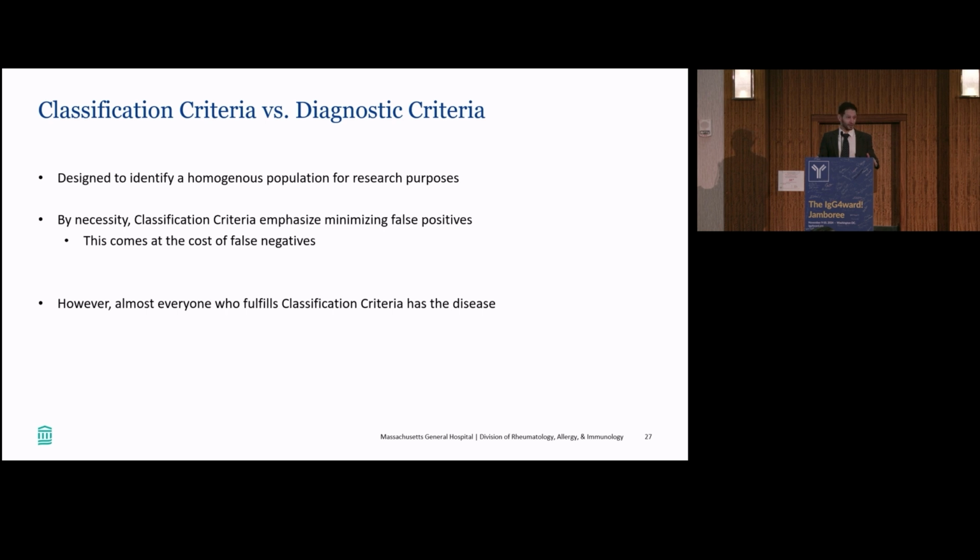But we started all of this by talking about how this is a heterogeneous disease. So we are artificially turning a heterogeneous population into a less heterogeneous population. By necessity, the classification criteria really emphasize minimizing the false positives. They want to make sure that anyone who fulfills the classification criteria definitely has the disease to the best that we can predict it. But this comes at the cost of false negatives, meaning some people can have the disease, but not fulfill the classification criteria. Now, the good news about it is almost, not quite everyone, but almost everyone who fulfills classification criteria probably does have the disease.